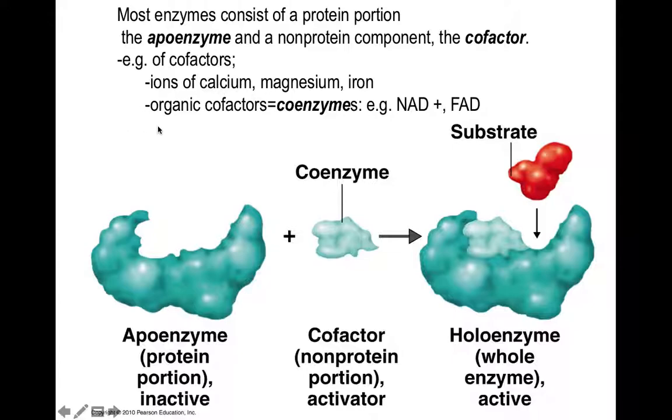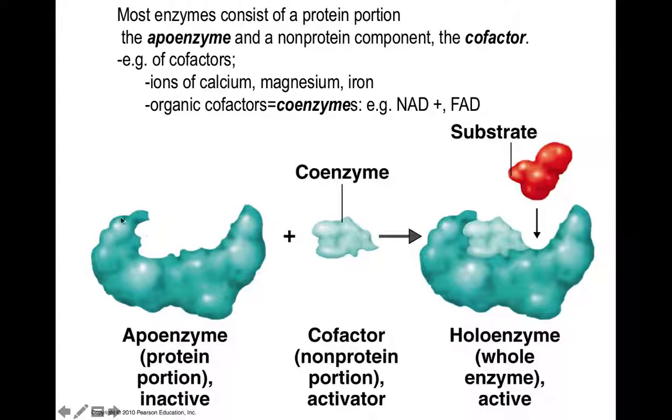And then another group of cofactors are the organic cofactors, and we will call these organic cofactors coenzymes. And the only two you need to know for our lecture exam two are NAD and FAD. We call these our electron hydrogen atom carriers. This is just a little cartoon. On our exams, I never use the term apoenzyme, so you don't have to worry about that.